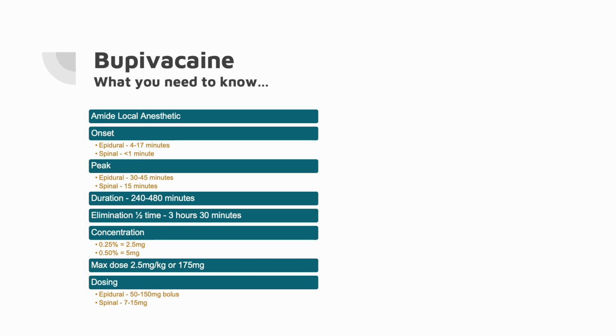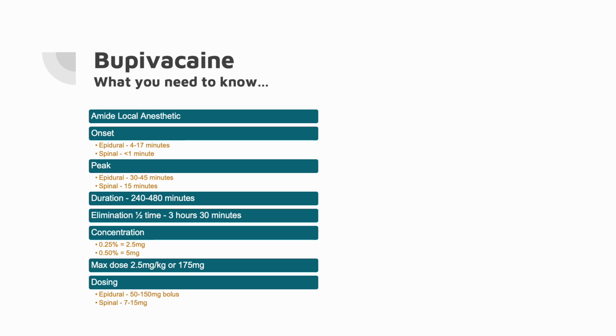All right, bupivacaine. What do you need to know about it? Well, it's an amide. We've already gone over that. Our onset for epidurals is 4 to 17 minutes, and a spinal is less than 1 minute. You guys know that. You've seen the difference in a spinal and an epidural. Our peak for an epidural is 30 to 45 minutes, and in a spinal is 15 minutes. The duration is going to be 4 to 8 hours. Our half-life is about 3.5 hours.